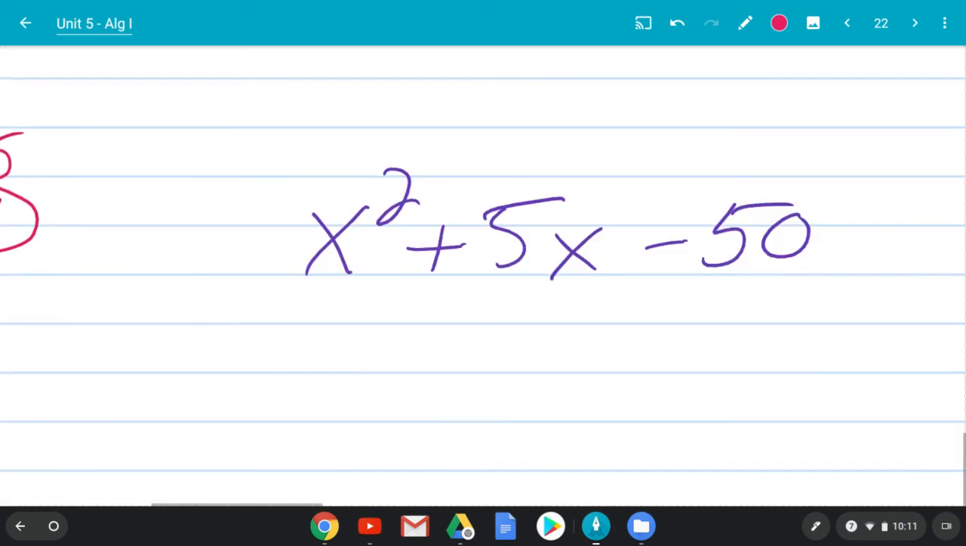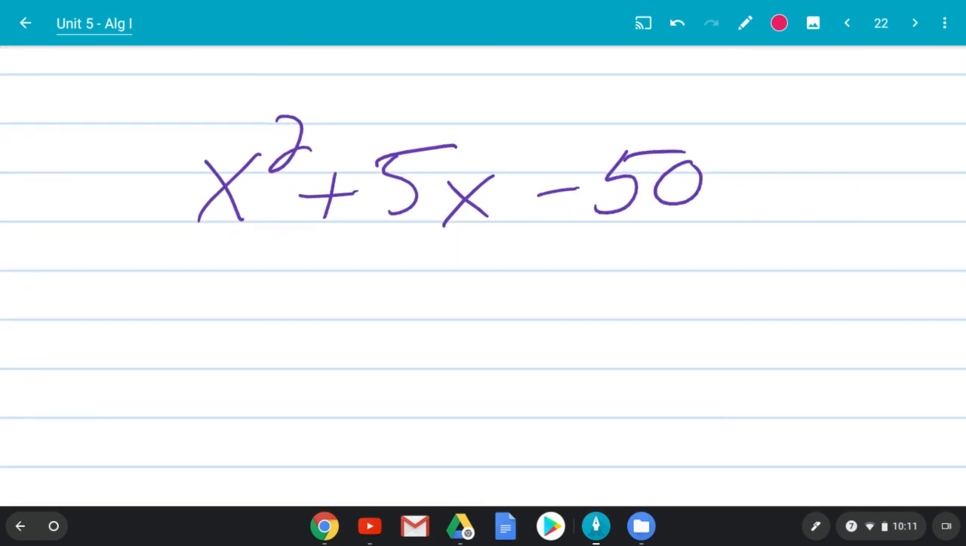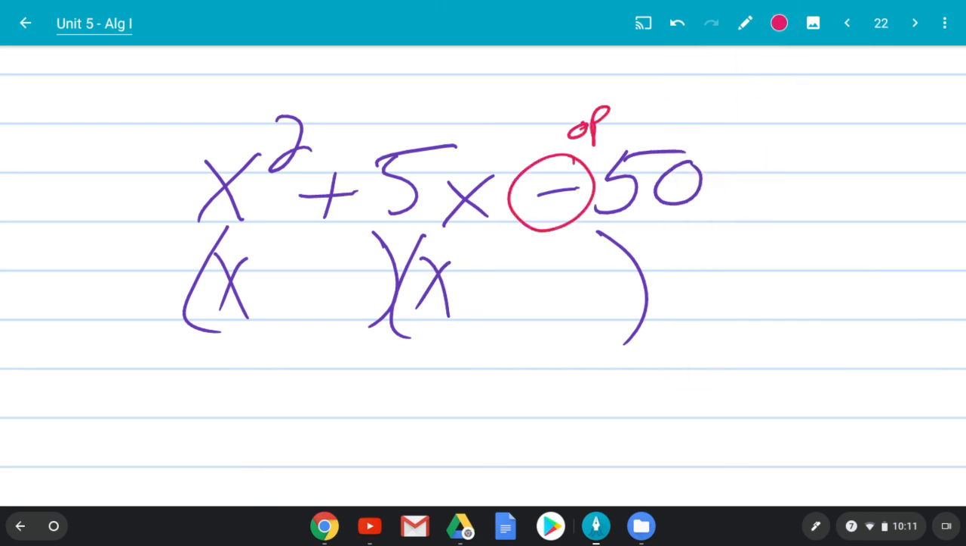Let's do one more. Uno más. Is there a GCF? Is there a leading coefficient? So, split and signs. 2 sets of parentheses. Put an X in each. Opposite. So I put a plus and a minus. Doesn't matter. List my factors of 50. 1 and 50. 2 and 25. 3. No. 4. No. 5 and 10. 6. No. 7. No. 8. No. 9. No. So that's it.